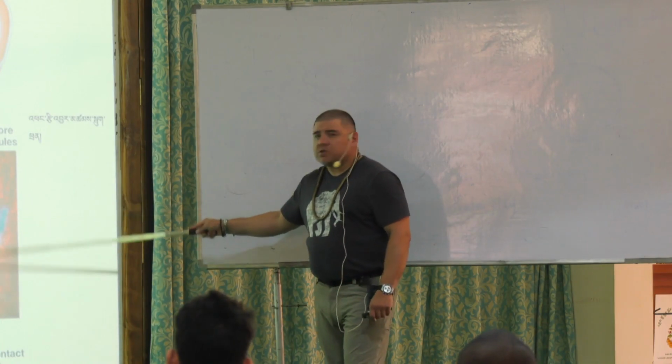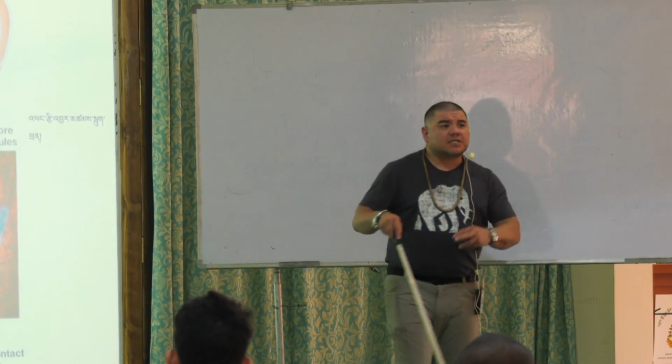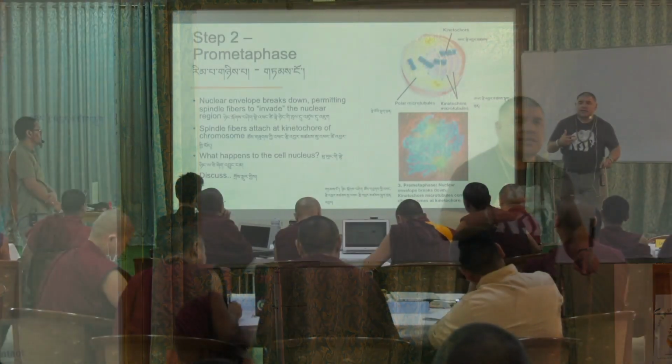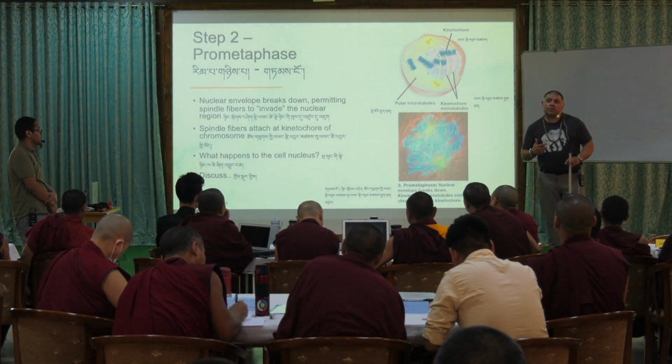So the attachment of the spindle fiber apparatus to the centromeres and the chromosomes would not be able to exist if we still had a nuclear membrane within the cell. Good. Does that make sense?